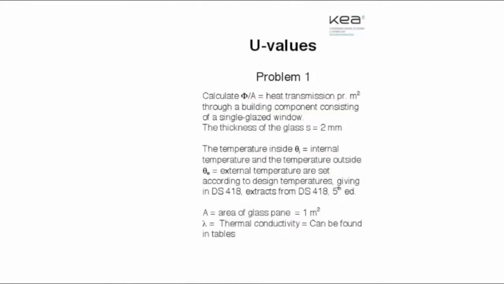Let's take a look at the problem we have to do today, because we have to find the heat transmission. And in order to find the heat transmission, we find the U-value first. The building component is a single glazed window. We are given the thickness of the glass, which is 2 mm. What you also must be aware of is the design temperatures, and those are given in DS 418. The thermal conductivity can be looked up in tables.